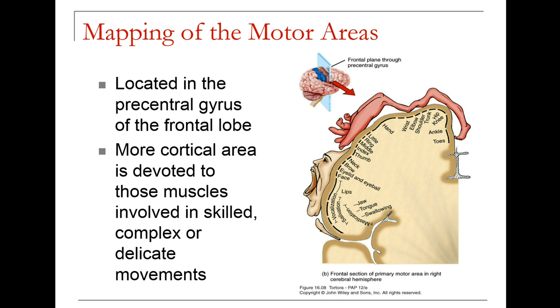Just like you had uneven distribution of cortical area in the sensory system, you also have more cortical area devoted to muscles of skilled or complicated movements. This is related to the number of motor units. So really we could say that if you have more motor units, and more motor units are usually associated with smaller motor units, more motor units, more cortical area.